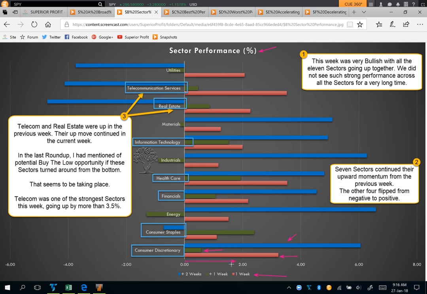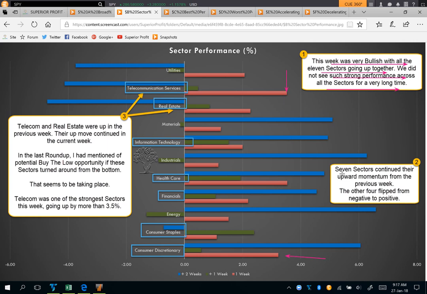Any bar coming to the right of the zero line indicates the sector went up, and any bar to the left of the zero level indicates the sector went down. This week was very bullish with all the 11 sectors going up together. We did not see such strong performance across all the sectors for a very long time. All the sectors went up and they went up by significant percentages. We can see that from the length of the red lines.